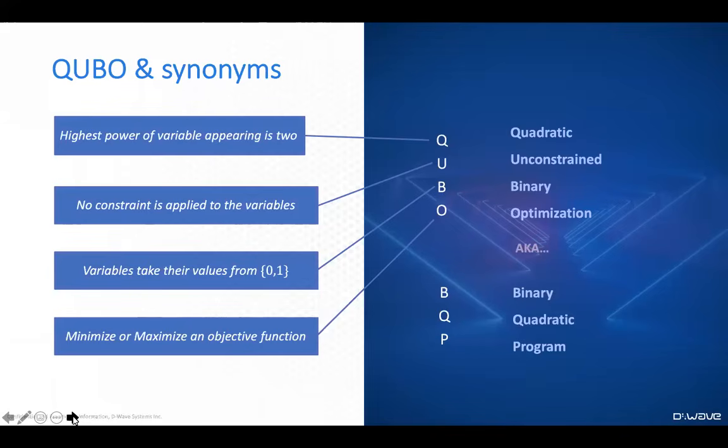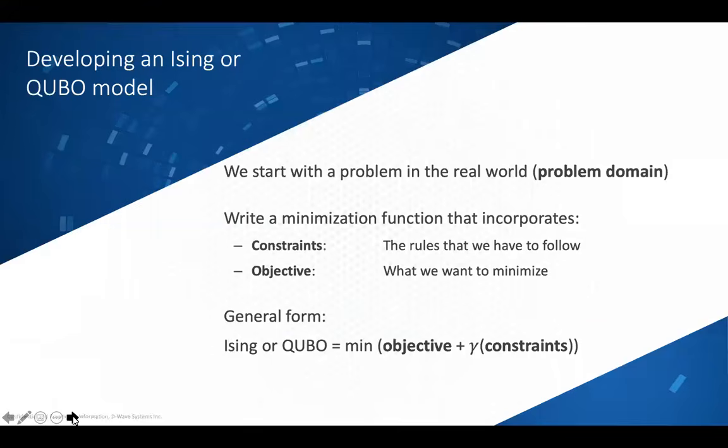You don't constrain the variables explicitly. You let the problem find it. The values are 0 or 1, and you minimize or maximize an objective function. So both Ising model and QUBO are just analogous ways of looking at this. Depending on your interests and your background, one might be easier for you to start with, but all problems can be shown to be equivalent mathematically.